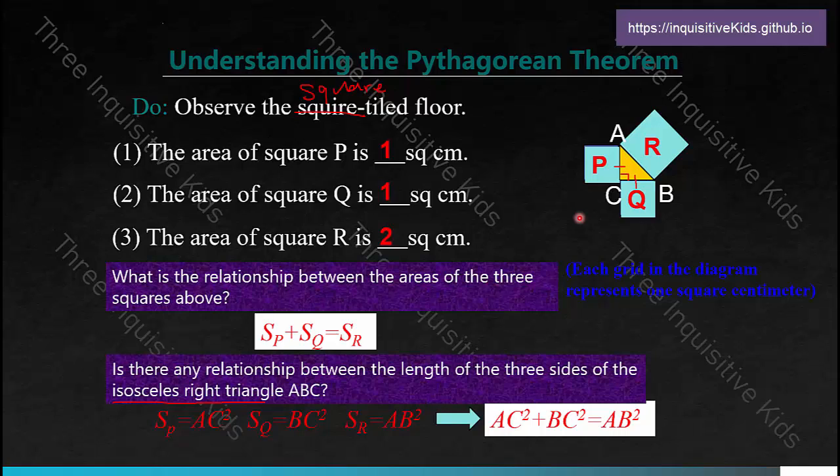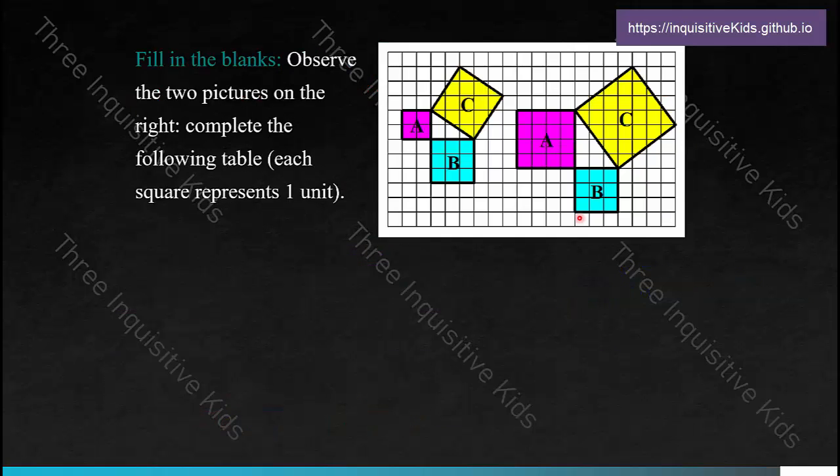Now, what does this mean? Why do we need this equation? Well, we're about to find out. So first I'm going to fill in the blanks. Observe the two pictures on the right. Complete the following table. Each square represents 1 unit. So over here, each of these squares represents 1 unit.